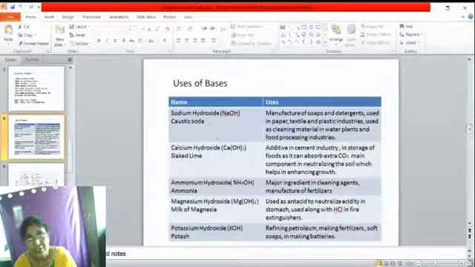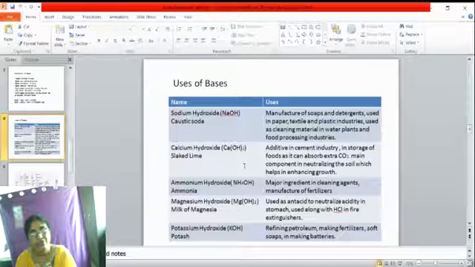Now, next you need to learn or remember the common names of these bases. Next is calcium hydroxide, also commonly called slaked lime. This is an additive in the cement industry, and used in storage of foods, as it can absorb extra carbon dioxide. It is the main component in neutralizing the soil, which helps in enhancing growth.